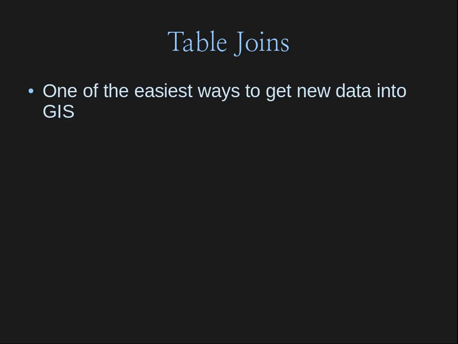So table joins are one of the nicest and easiest ways that you can get new data into GIS, like data that you're getting from other sources or that you're collecting yourself. Your own data. Okay, cool. We'll also talk about the other things. And that's one of the easiest ways to get that data into GIS.